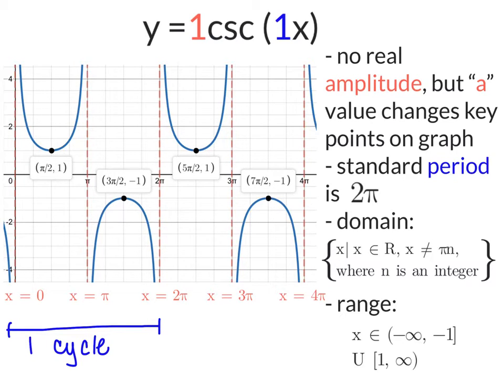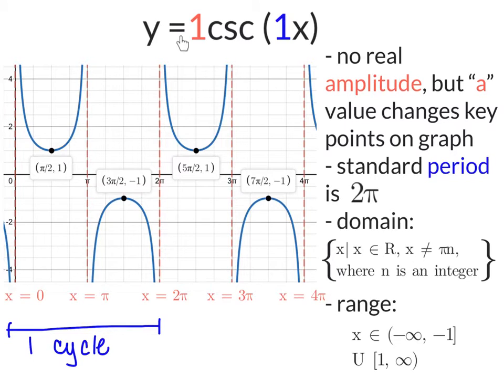If you have a better name for both of those, you let me know. And the range is a little bit tricky, but if you have the graph, you can definitely figure it out. So it goes from negative infinity up until negative 1, includes negative 1, so there's a bracket. Picks back up at positive 1, includes that positive 1, and goes on to infinity.